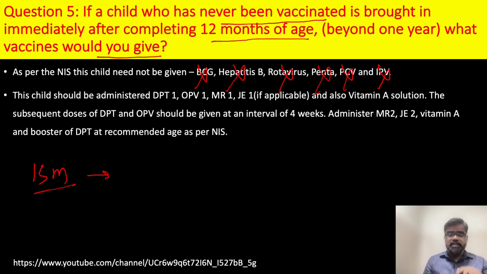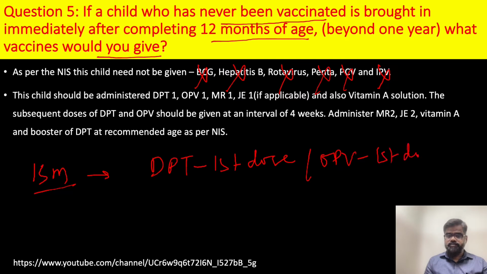So we will start routine doses of DPT, first dose, along with OPV, first dose. Right? Now DPT, we know the upper limit is maximum till 7 years we can give. OPV till 5 years. Right? Now DPT is a part of pentavalent vaccine, so it is given till 1 year. Since the child has crossed 1 year, we cannot give pentavalent, but we'll start DPT doses. The first dose we have given at 13 months in this example.